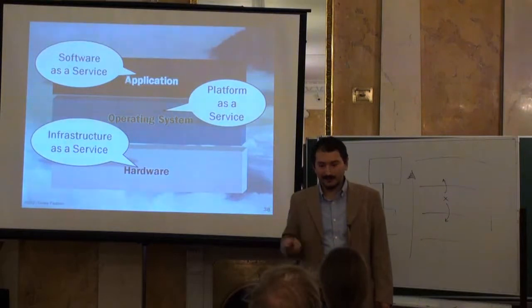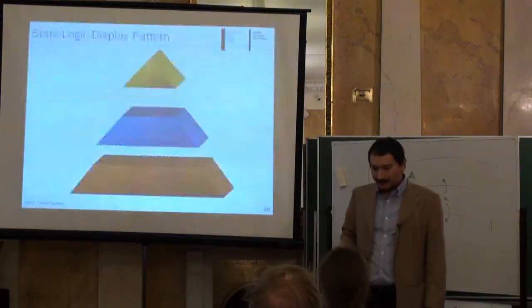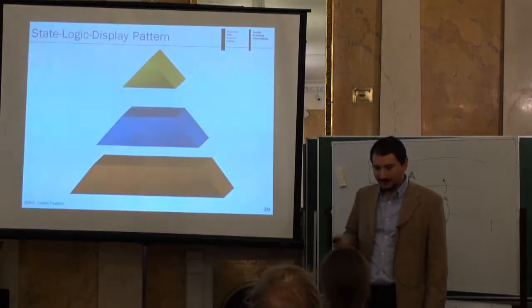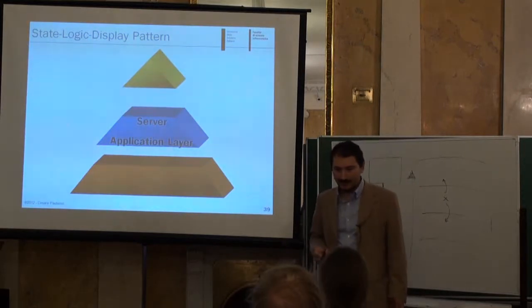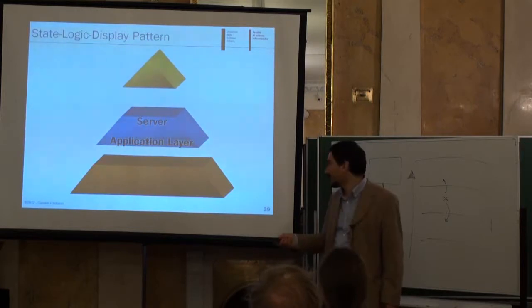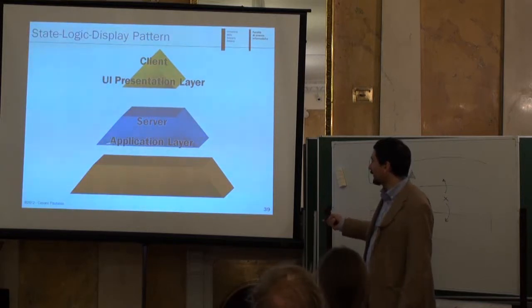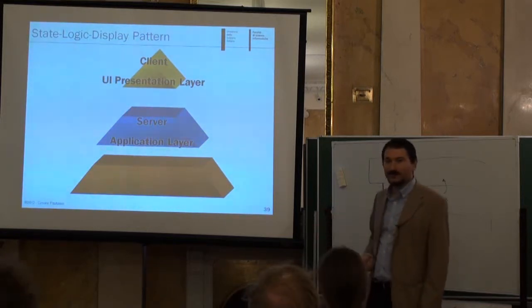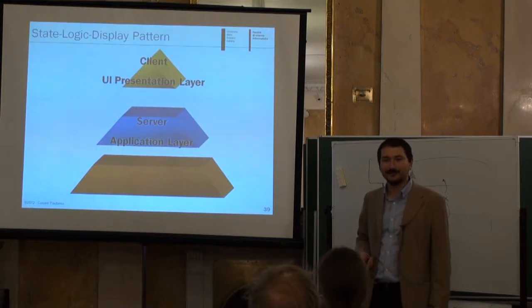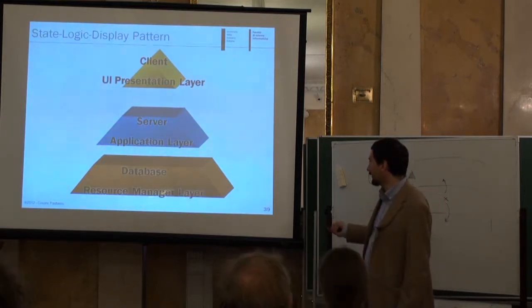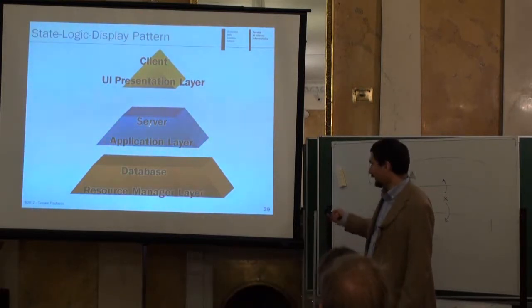Another example, which is a little bit older, is the state logic display pattern, a refinement of the layered style, which says I now have 3 layers in the system. One is the UI presentation. The other is the application layer. And what is the third? Yes, the database, the resource manager, separated from these things.